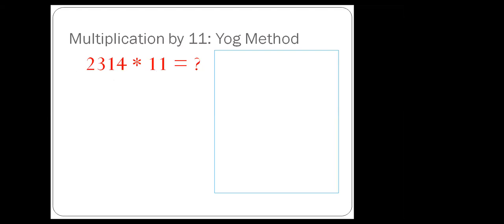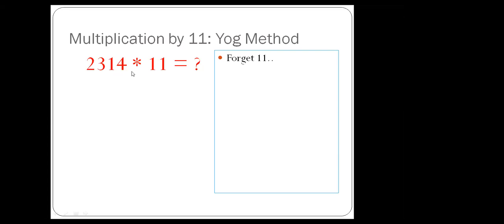Listen very carefully. Forget 11. This is our traditional concept. In Vedic maths, whenever something is common, we always forget it. Just like in multiplication by the 99 series, we were forgetting the 99 number and looking only at the other number. So here also we will look only at this number, that is 2314.